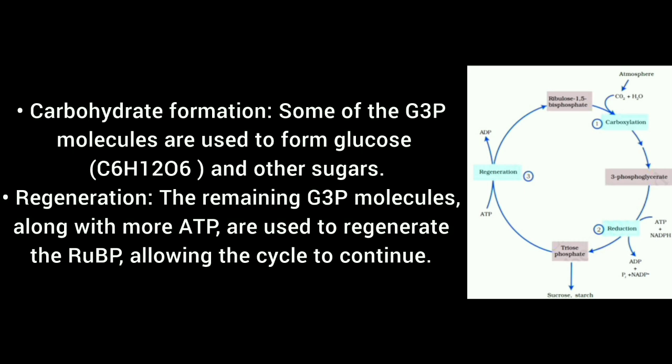Carbohydrate formation. Carbohydrate means glucose formation. Some of the G3P molecules are used to form glucose, C6H12O6, and other sugars. After the formation of glucose, regeneration. The remaining G3P molecules, along with more ATP, are used to regenerate the RuBP, ribulose 1,5-bisphosphate, allowing the cycle to continue.